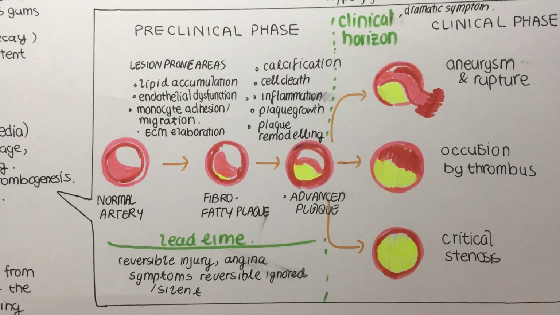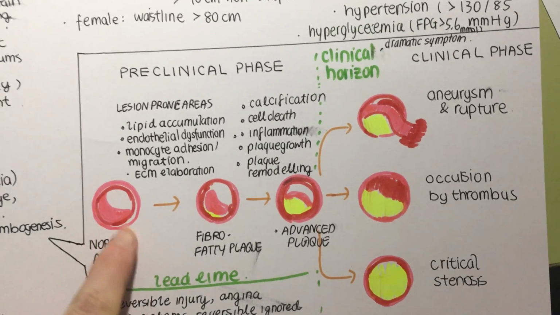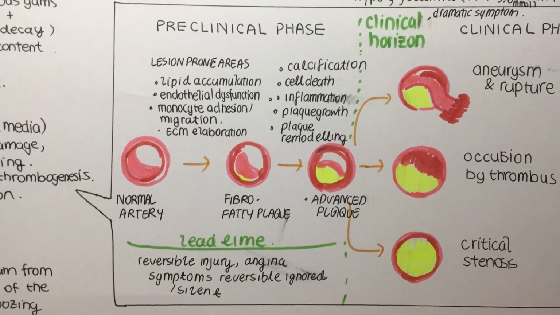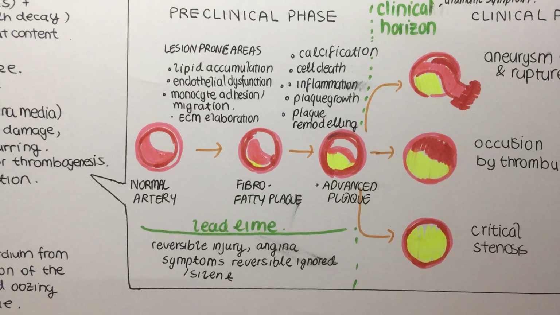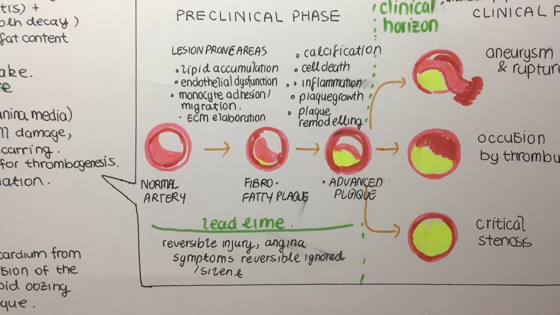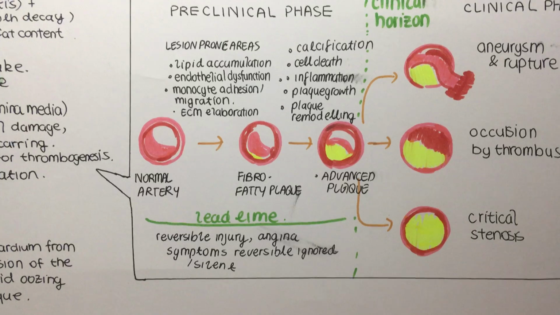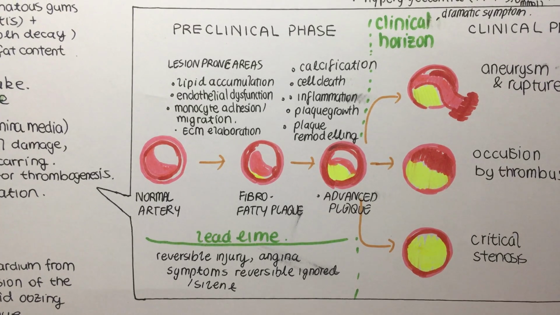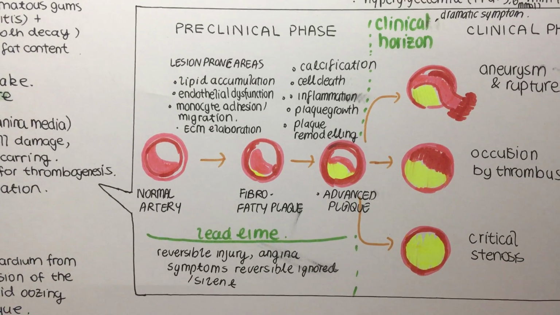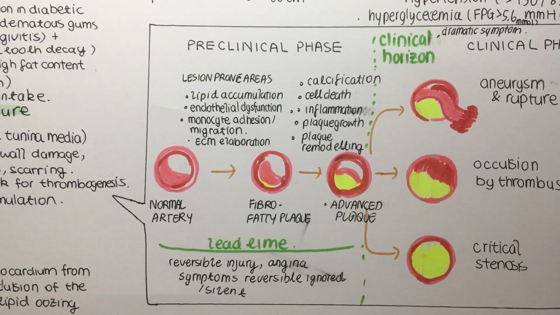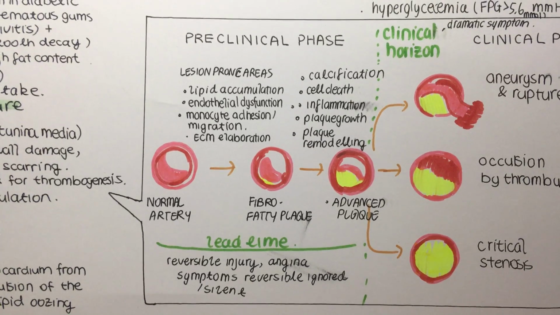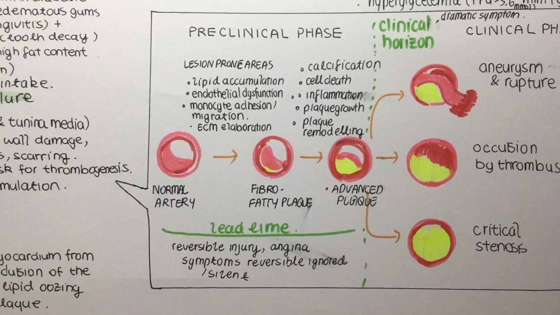We can see here that the artery starts off as normal and free-flowing. However, over time, due to lipid accumulation, endothelial dysfunction, and monocyte adhesion, it leads to fibrofatty plaque. This then progresses to advanced plaque with more calcification and plaque remodeling. When this happens, you reach the clinical horizon in which dramatic symptoms such as myocardial infarctions may appear.